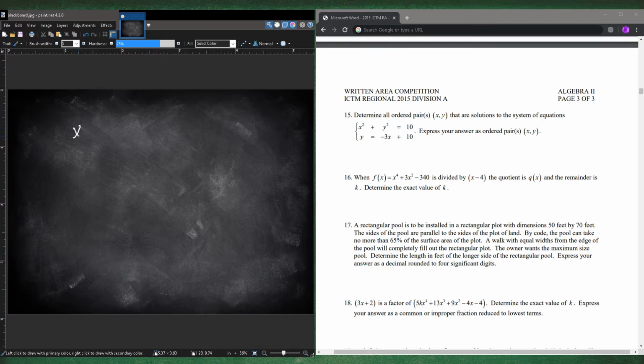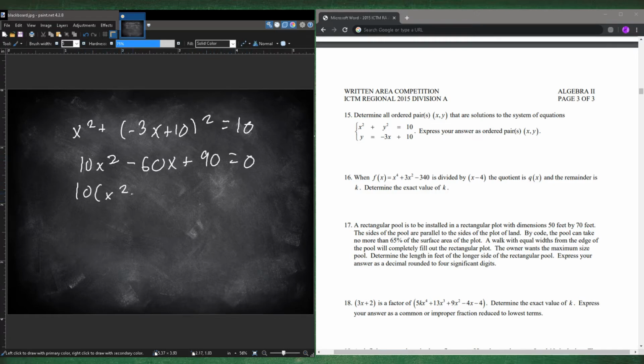So we have x squared plus, we will plug in the y into the y squared, so that's negative 3x plus 10 squared is equal to 10. So that's 9x squared, so that's 10x squared, because we add the x squared. That's negative 30, so negative 60x. That's plus 100, minus that 10 is plus 90. So distribute out the 10, so x squared minus 6x plus 9 equals 0. So 10 times x minus 3 squared is equal to 0. So x is equal to 3.